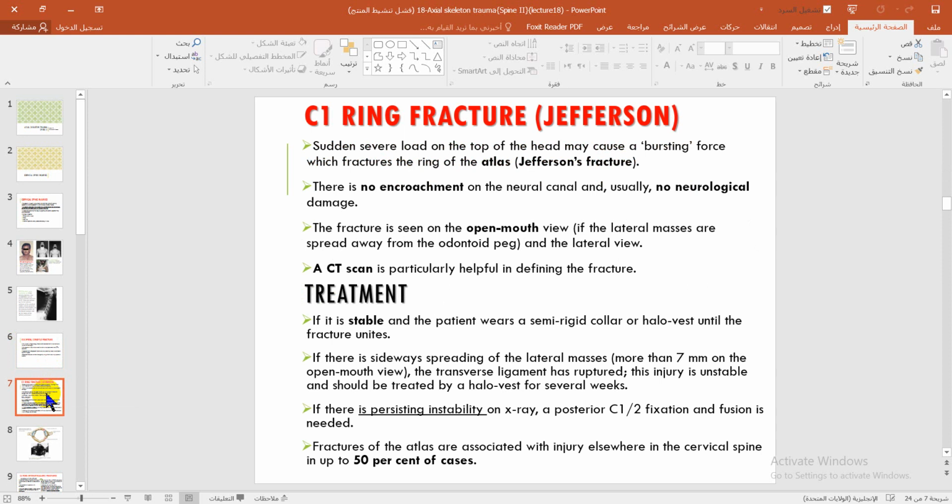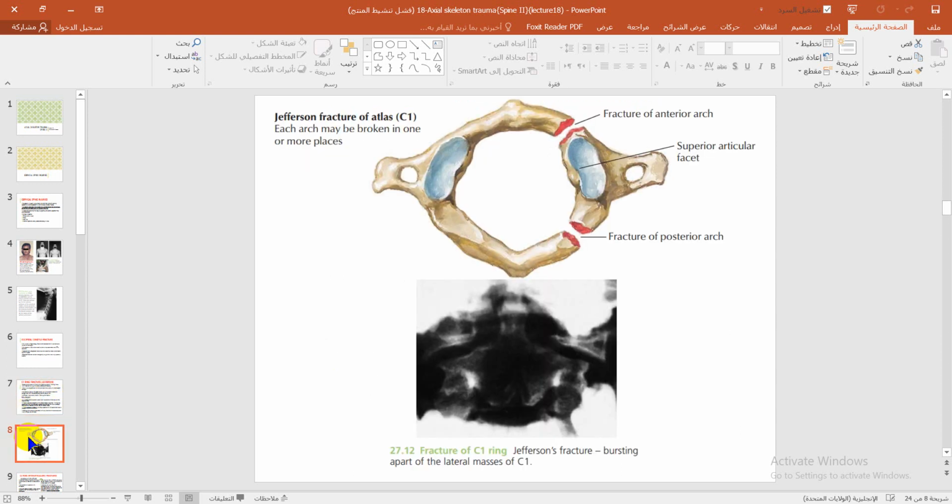C1 fracture is called Jefferson fracture. Sudden severe loading on the top of the head may cause a bursting force which fractures the ring of the atlas. As you see, the ring of the atlas here, the atlas vertebra.